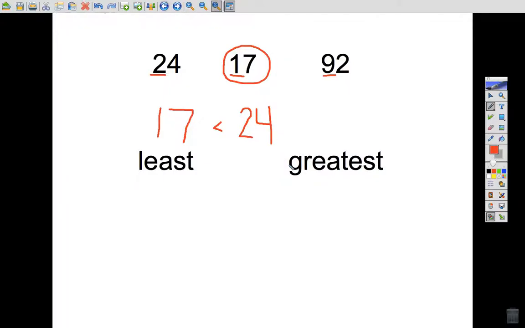Then finally, my greatest or largest number is the one with the biggest amount of tens. That would be 92. So next would come 92. And again, I can check because this would be true. 24 is greater than 17, but it's also less than 92. So it's in between those numbers.